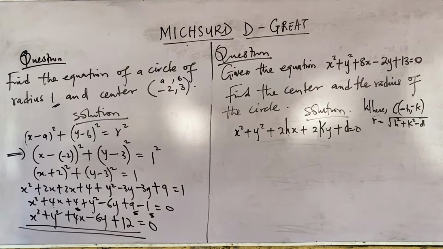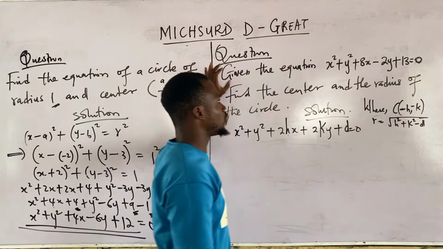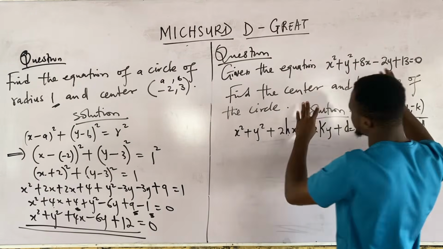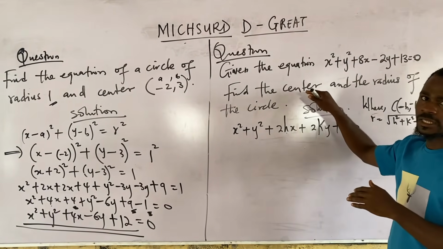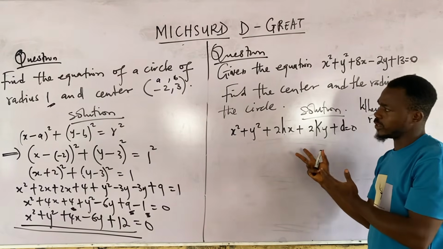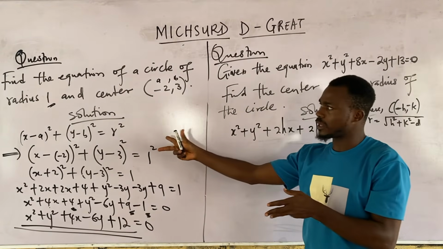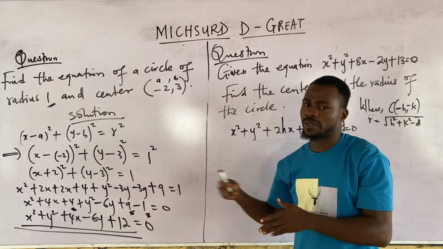Now let's look at the next question. In this question we are given the equation of the circle and we want to get the center and the radius of the circle. So this question is quite different from this one, where we were given the radius and the center and were forming the equation.